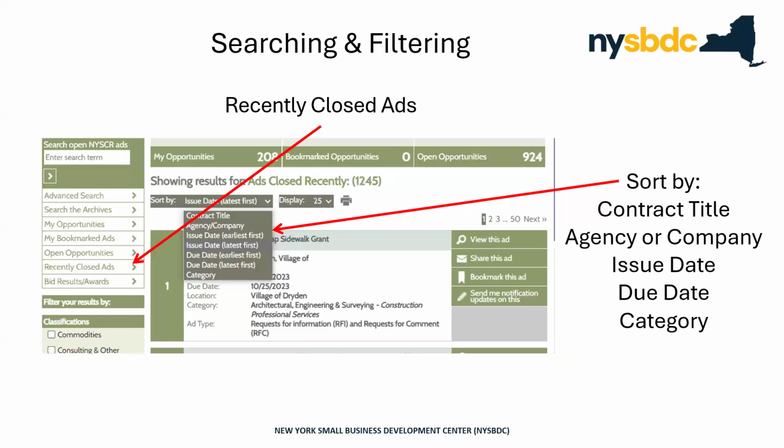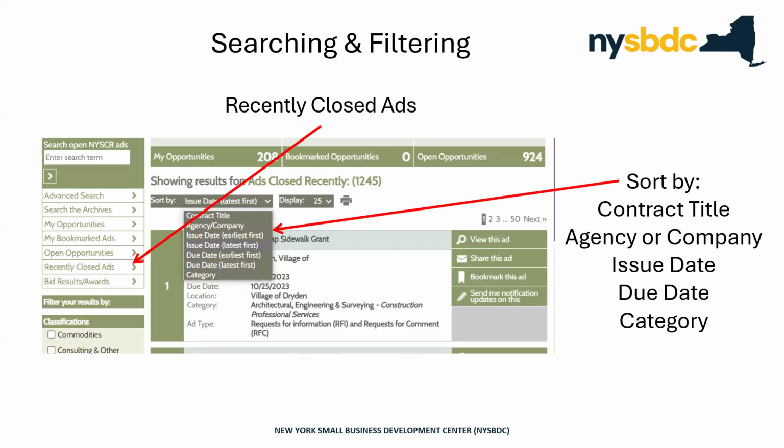So recently closed ads are for the subcontractor in you. Okay, so we've looked at a whole bunch. This is where you're going to find them. This is where you can see who was awarded the contract, and you can contact the firm like we talked about to see if you can help. You can sort by contract title, agency or company, issue date, due date, or category.